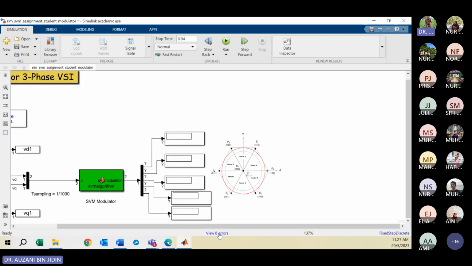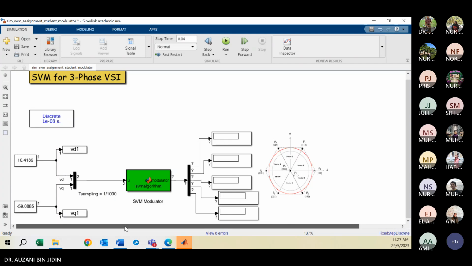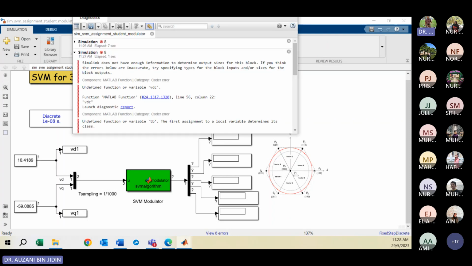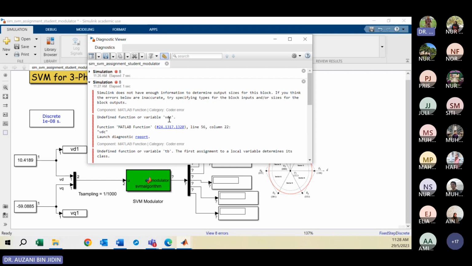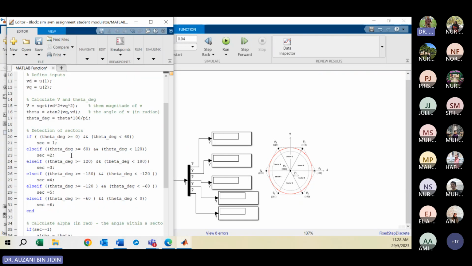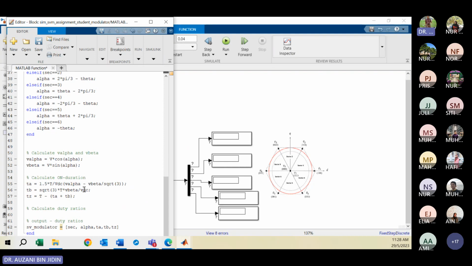Still error. The input is okay, but the output has an error. Due to what? VDC, undefined variable VDC. We don't define the value of VDC, right? I think we have already defined the VDC, or maybe I wrote it in small letter here. So you need to write the code properly, use appropriate syntax to write the instructions of the coding. VDC in capital letter.